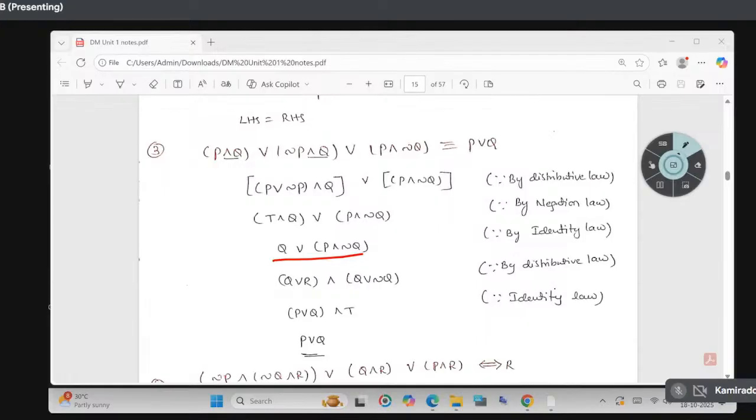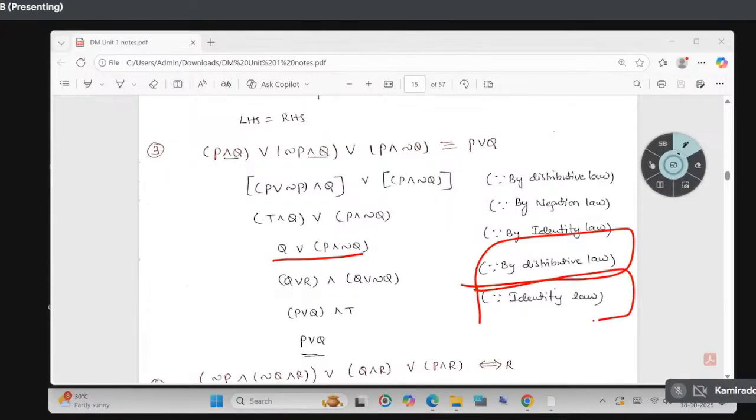So then again, what we have to do? We have to go for expansion. It is in the form of again P or (Q and R) value, right? So then again go with the help of distributive law. So what you will be getting? Q or P and Q or negation Q. So what you will get? Q or negation Q is going to be again T. So we need Q or R.